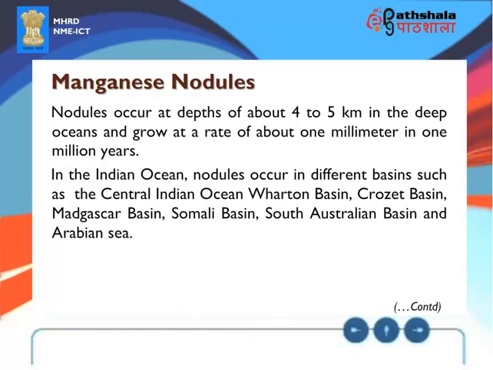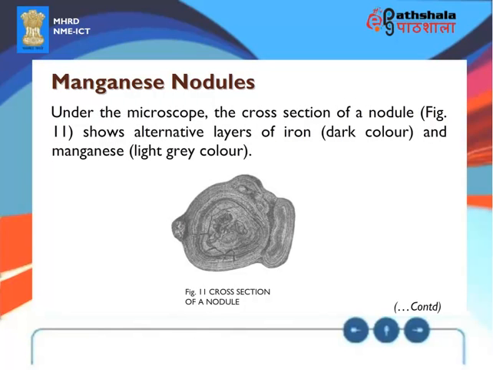Manganese nodules. Nodules occur at depths of about 4 to 5 km in the deep oceans and grow at a rate of about 1 mm in 1 million years. In the Indian Ocean, nodules occur in different basins such as the Central Indian Ocean, Wharton Basin, Crozet Basin, Madagascar Basin, Somali Basin, South Australian Basin, and Arabian Sea. Under the microscope, the cross section of a nodule, figure 11, shows alternating layers of iron, dark color, and manganese, light grey color.